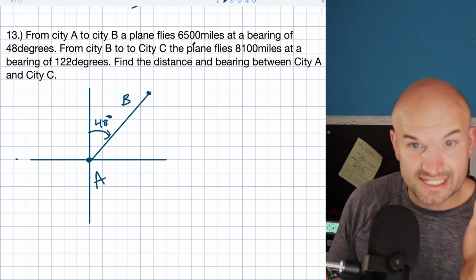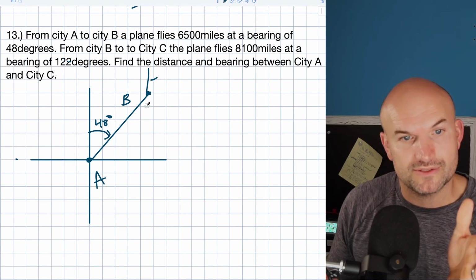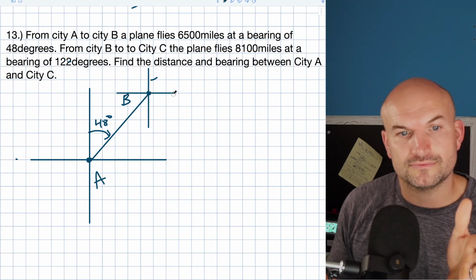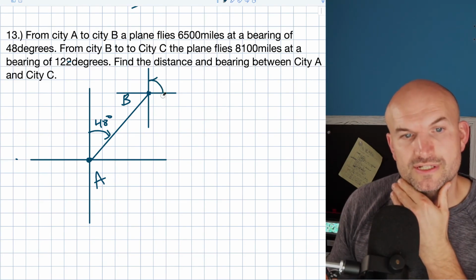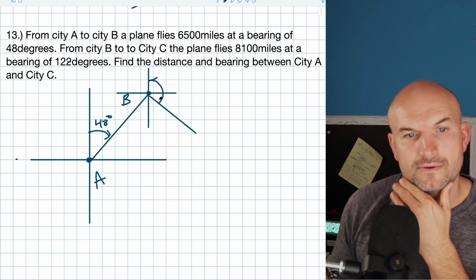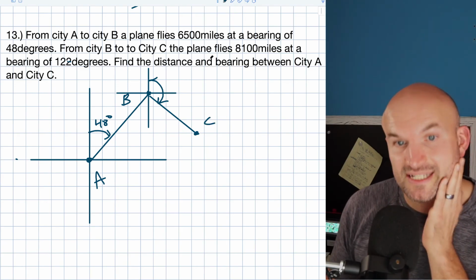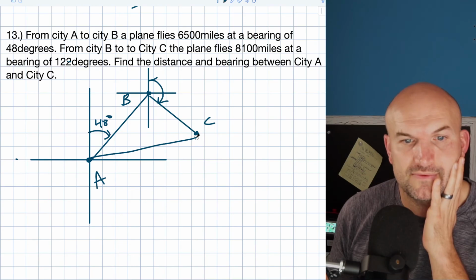Then it says from B to C, it flies 8,100 miles at a bearing of 122 degrees. So now what I'm going to do is create another coordinate grid. And now I'm going to do 122 degrees. So 122 degrees is going to be probably somewhere down there. And that's going to take me to C. Okay, and then it says find the distance and bearing between city A and C. Great. So that's going to be here to here.